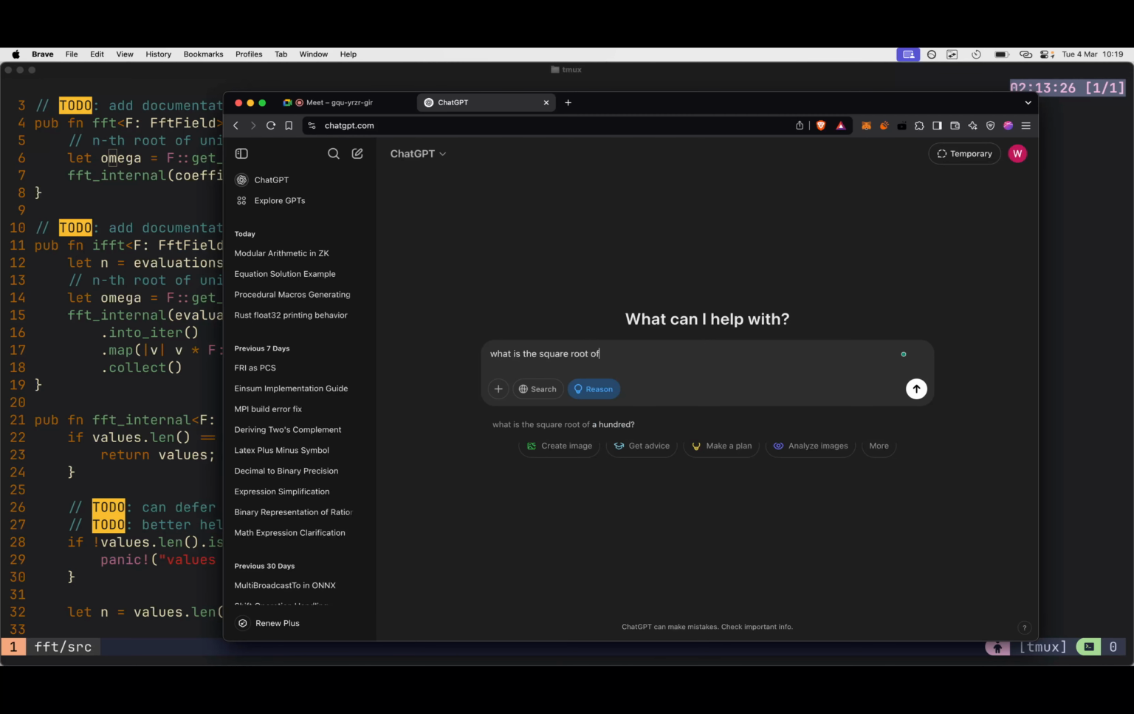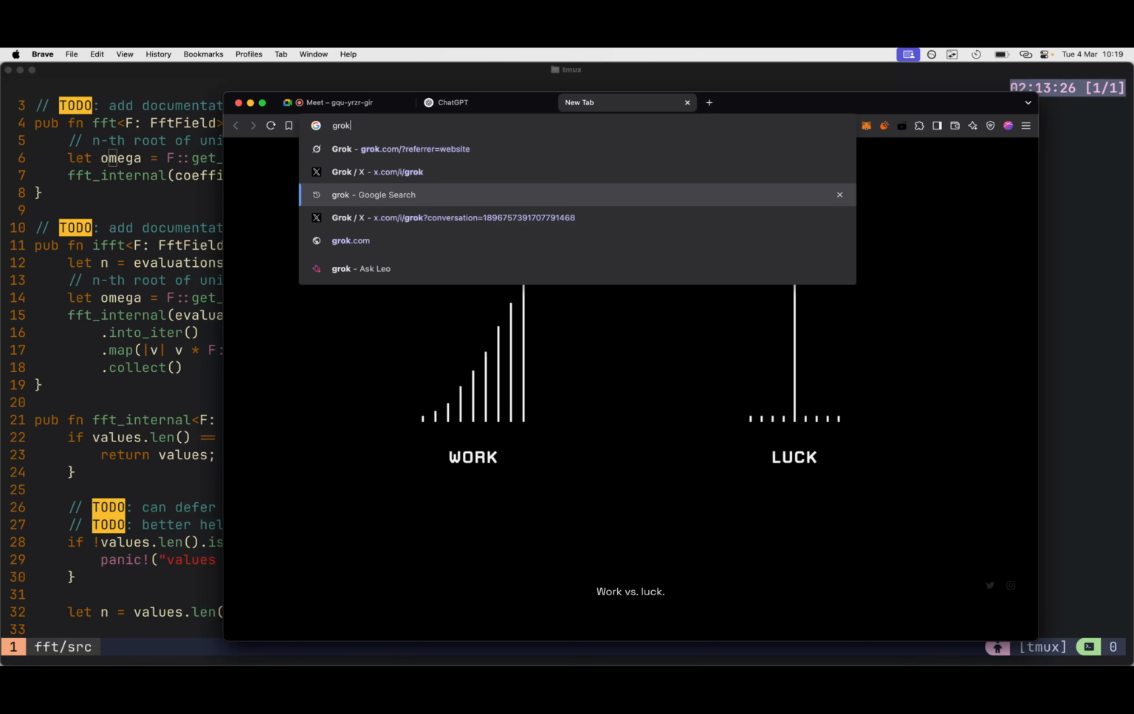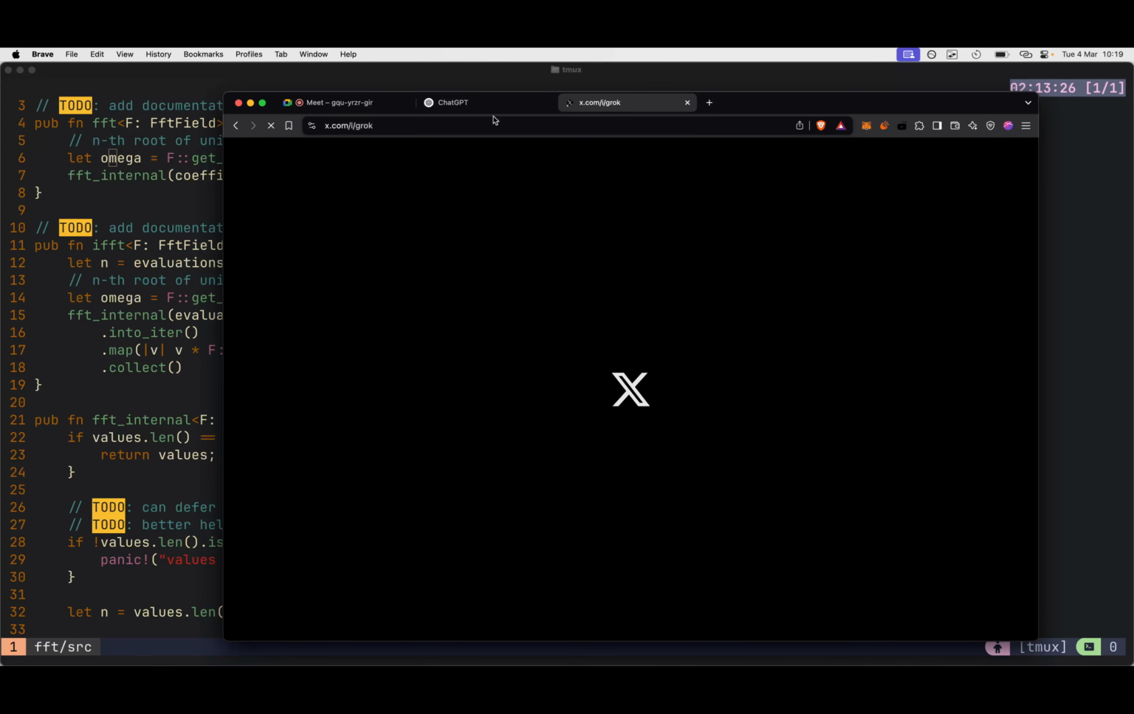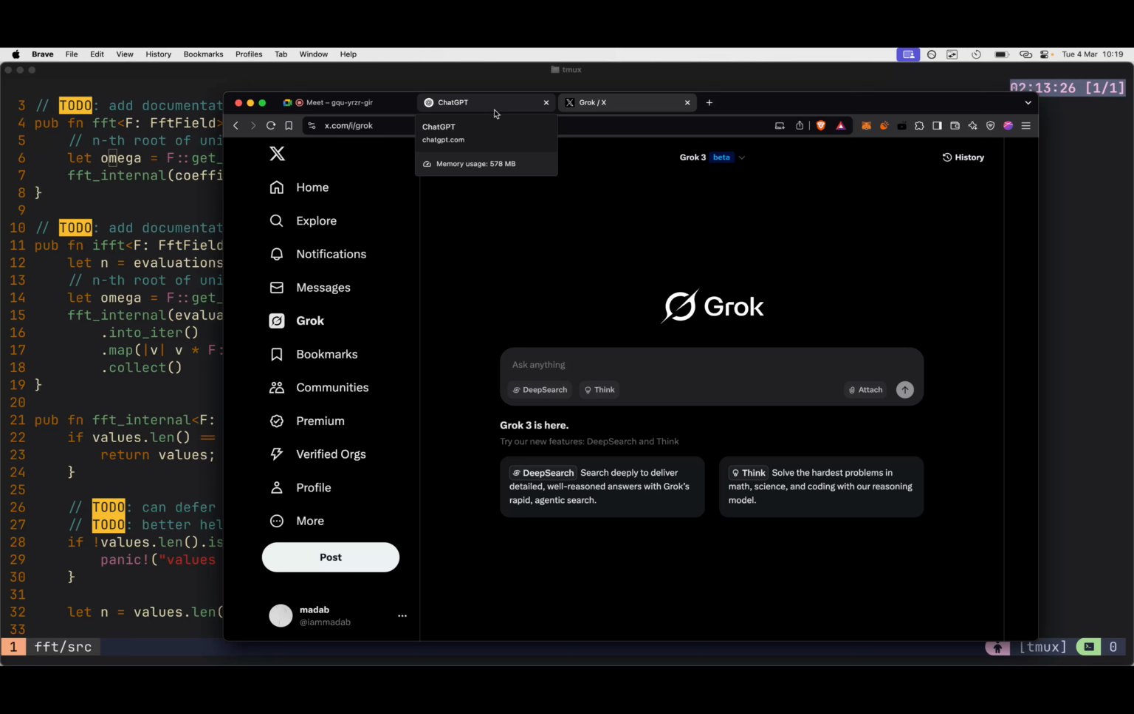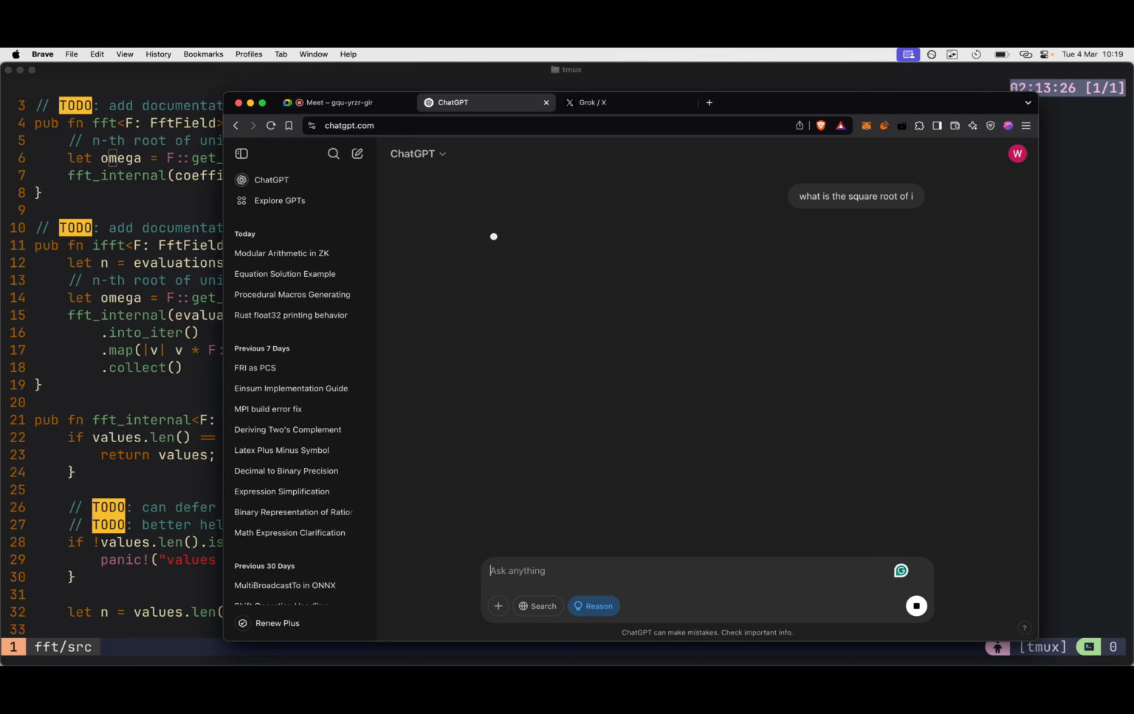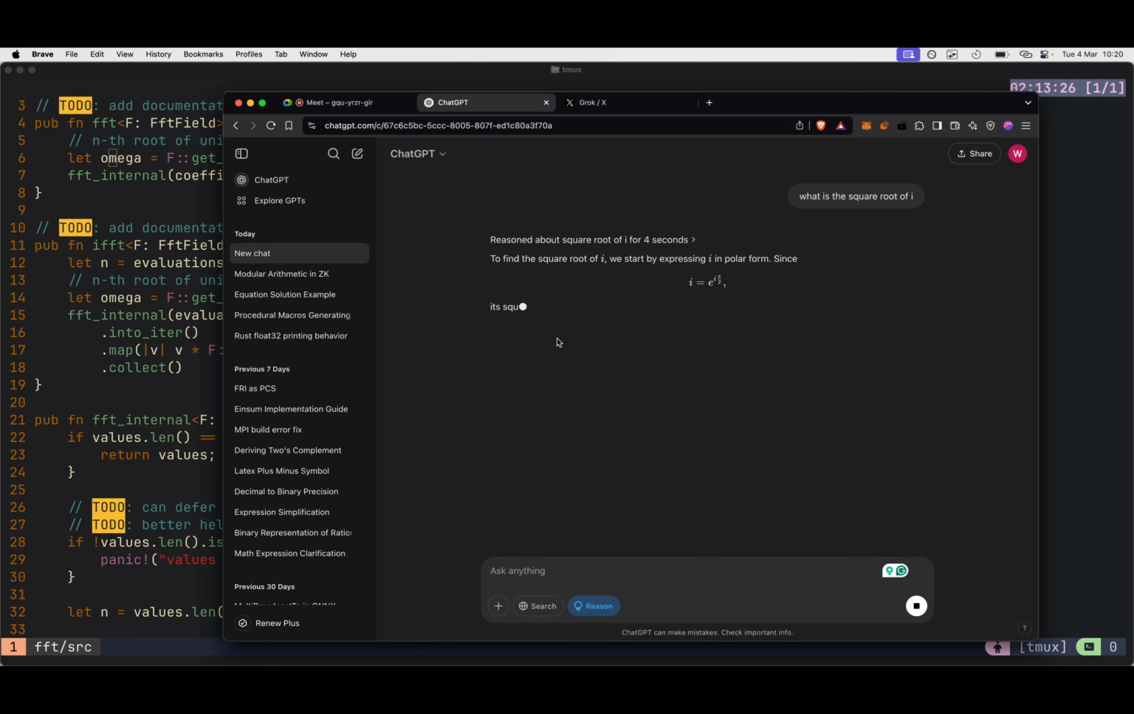I use a lot too, not for writing code. And I use Grok too. Grok is actually better right now for reasoning. Yeah, it's really good for reasoning. DeepSeek is good too, but it's slow. The reasoning takes a really long time before it gives you the answer. ChatGPT. Yeah, I'm coming. What's square root of i? This is the square root of i, ladies and gentlemen.